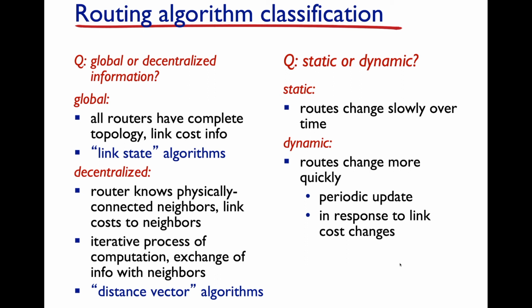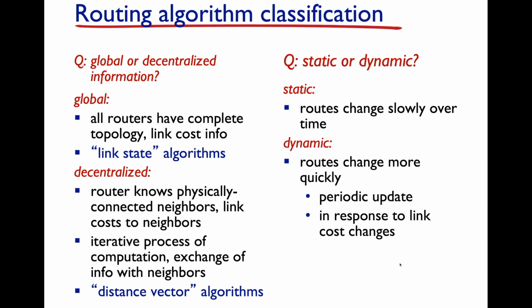So-called decentralized routing algorithms, the router knows only about physically connected neighbors. Those routers that share links with you are the only routers whose associated link costs that you know of. And with the decentralized version of the algorithms, they engage in an iterative process of computation in which you exchange information only with your neighbors. And so-called distance vector routing algorithms, which is the second type of algorithm we'll study, are so-called decentralized.